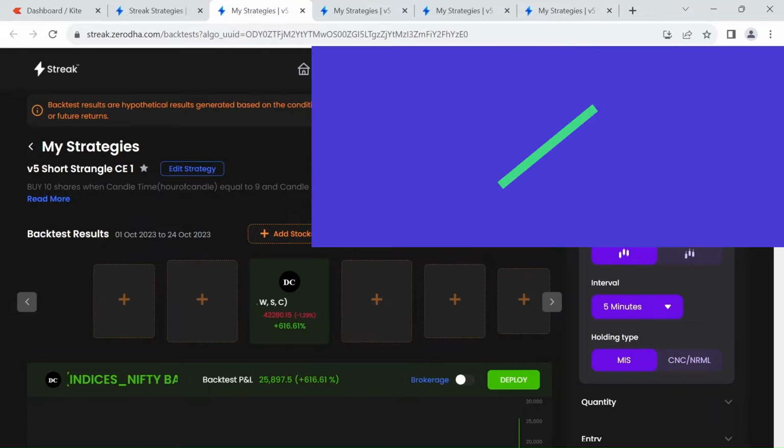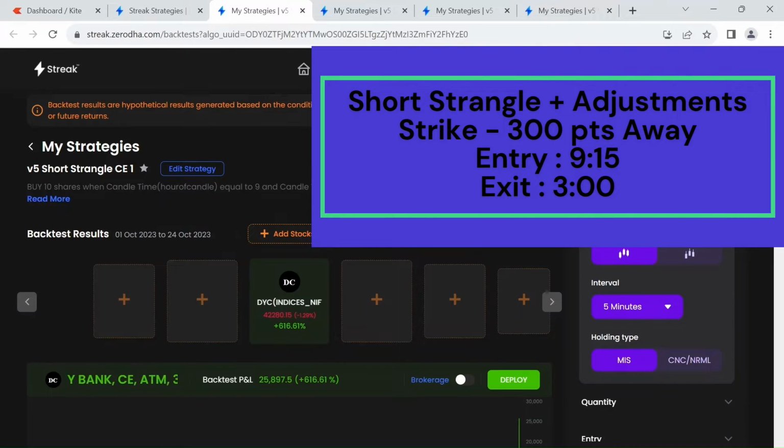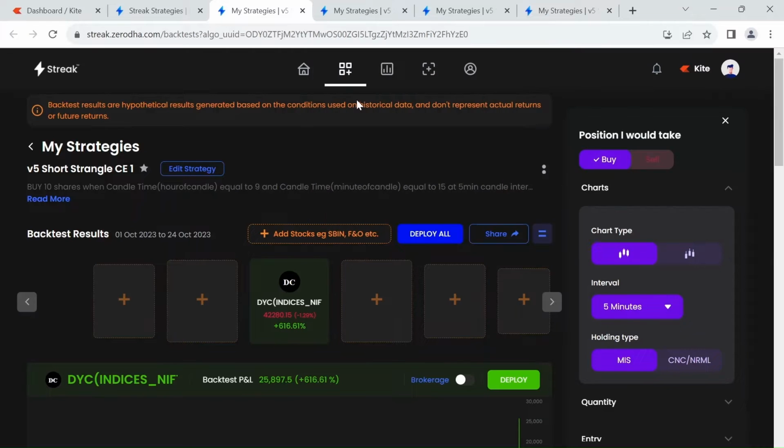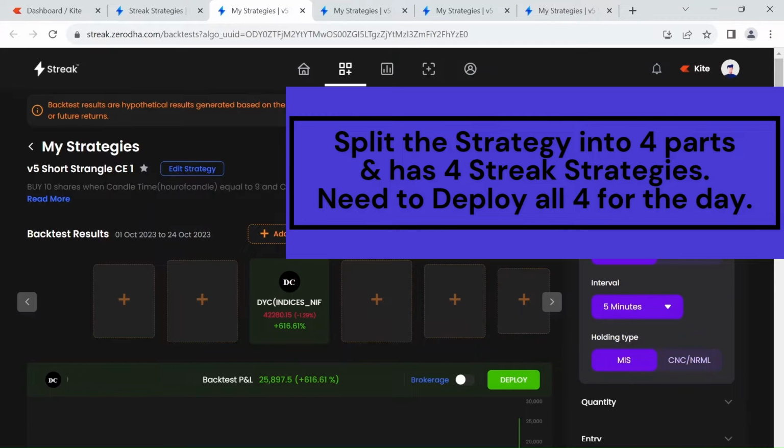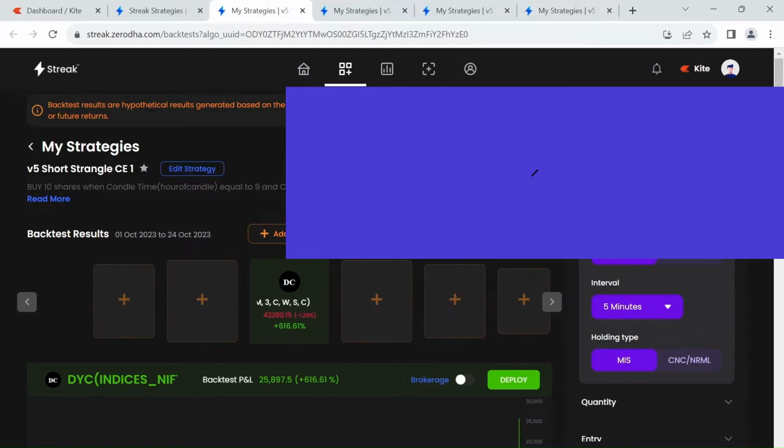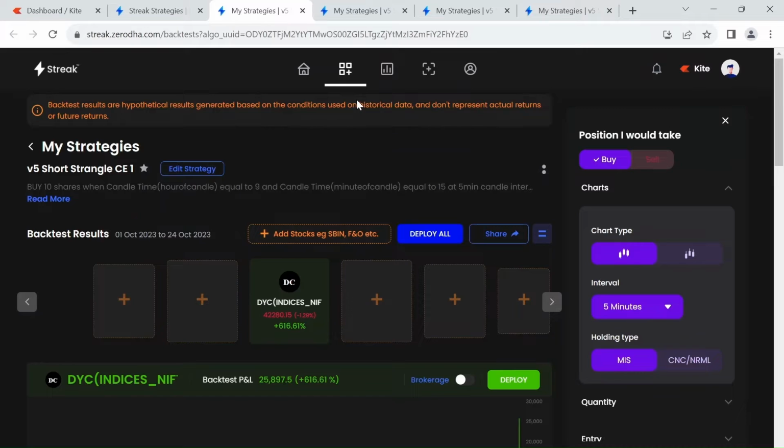In this strategy as well, we are selling 300 points out of the money call and put at 9:15, and we will do adjustments in case the market is not range bound. Since the adjustment conditions for CE and PE differ, so do the exit conditions. Since we have different exit conditions for CE and PE, we can't maintain one single strategy. Hence, we made the entire strategy into 4 parts and have 4 different strategies. You have to deploy all of them for the day, and according to the market condition, each one will be executed, and that will manage your short strangle and its adjustments automatically for you.